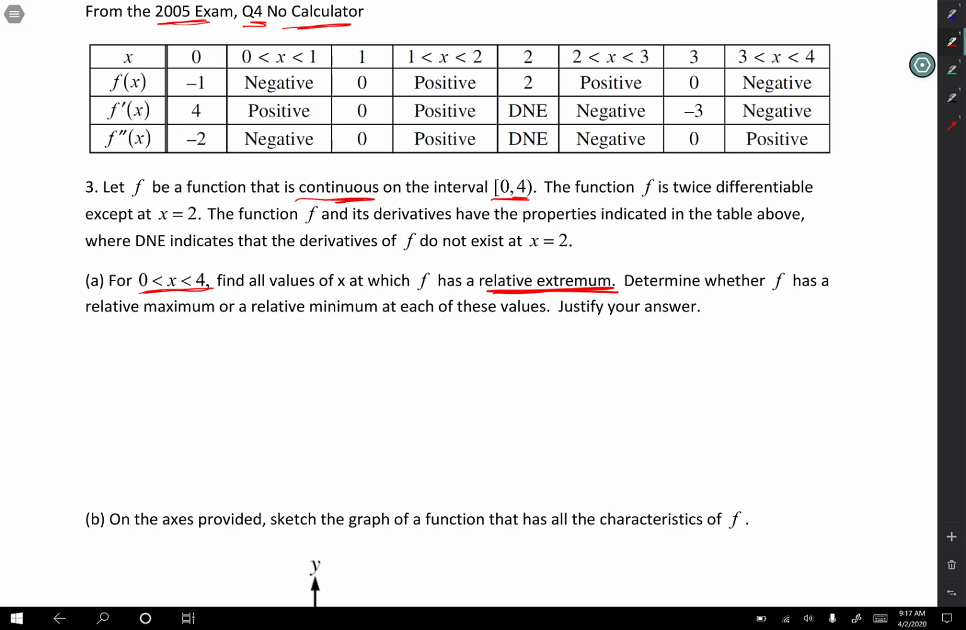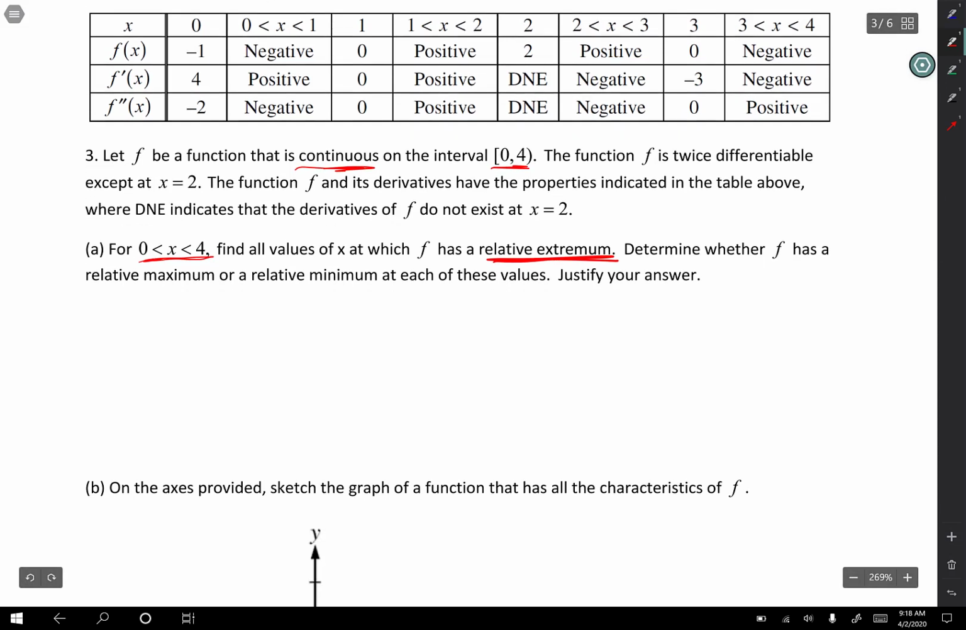So let's see. I'm looking here. So between 0 and 1, it's positive. And then I'm at 0, and then I go back to positive. So x equals 1 is not an extrema. And then from 1 to 2, f prime is positive. Then at 2 does not exist. And then between 2 and 3 is negative. So 2 is one of them. And then at 3, it's negative to negative. Nope, that's it. So just x equals 2.